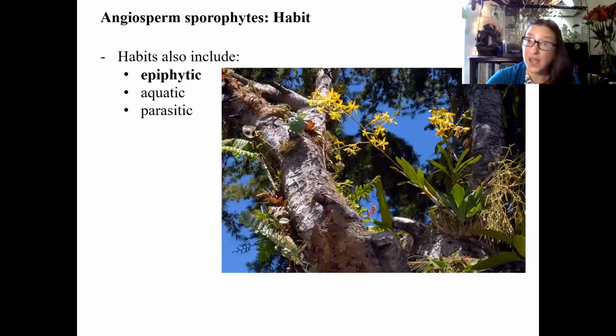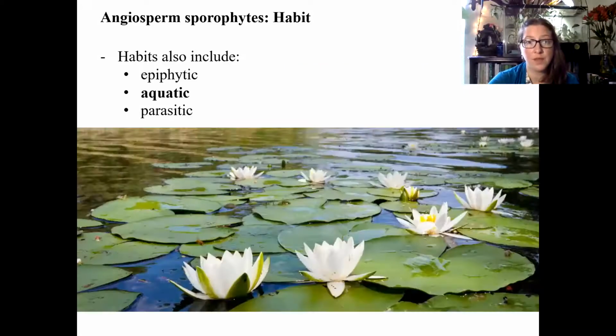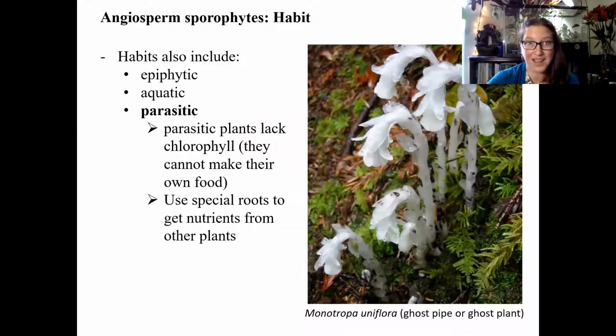They can be epiphytes, right? We've come across this term a few times. An epiphyte is a plant that grows on other plants. So here we see these lovely orchids and other air plants growing on this tree. They can be aquatic, living either floating on water or submerged in water, usually fresh water, but not always. And the book even highlights that they can be parasitic.